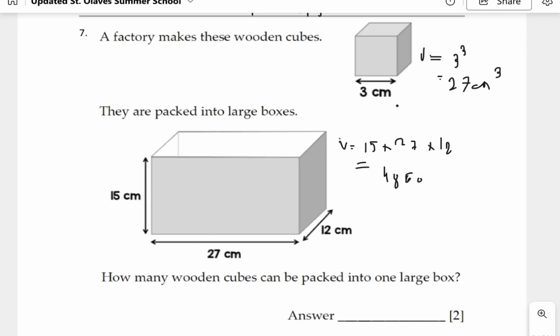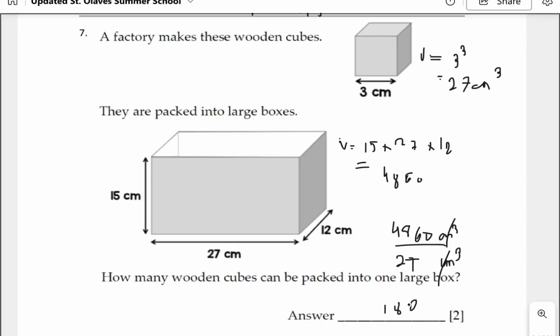And now to figure out how many of these little boxes fit into the big box, we must do 4860 divided by 27 centimeters cubed. These are both centimeters cubed, so you can cross out the units. We've checked they're consistent, and that gives us 180.